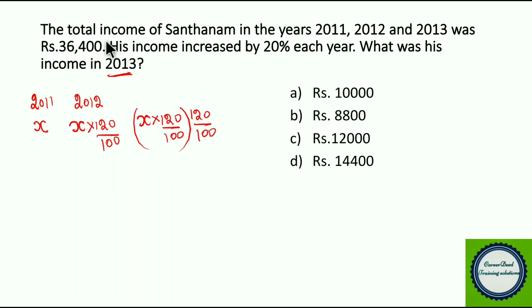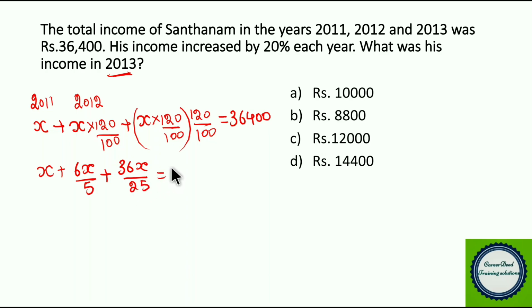Now they gave the total income as 36,400. So you have to add the three years, and this will be equivalent to 36,400. Now try to solve it, you will get the answer. So X plus 120 by 100 can be written as 6 by 5. So it is 6x by 5 plus, 6 into 6 is 36, 5 into 5 you get 25. Right, so it is 36x by 25, equivalent to 36,400.